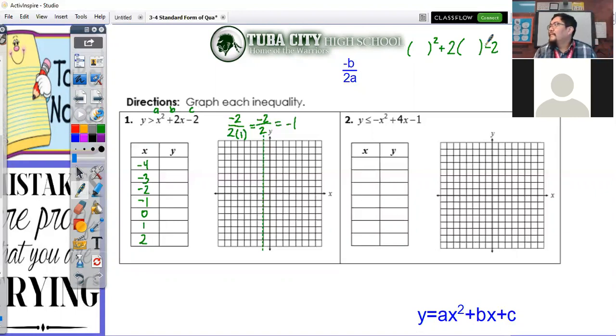Oh no, this is this. Okay, and so there we go. We got our axis of symmetry.